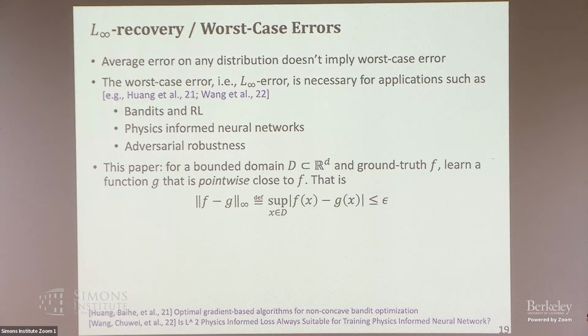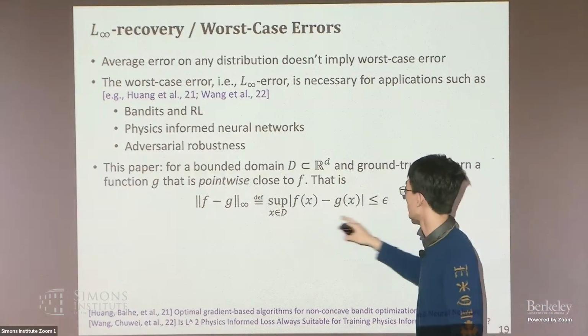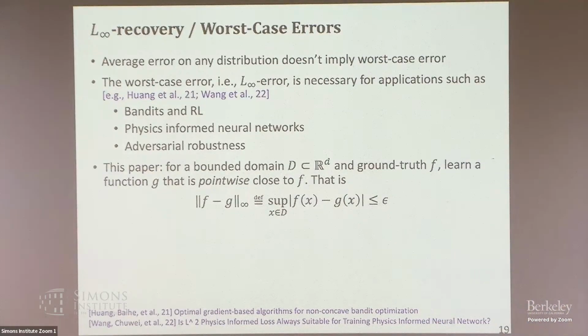So that's why in this paper we studied this case where you have a bounded domain D and you have a ground truth function F. Sorry, I changed the ground truth F to G to F. Anyway, you have a function F and you want to learn the function G, which is pointwise close to F on the domain D, with some epsilon error, which is the L infinity error.